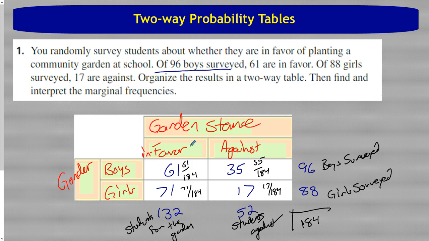And it'll show you that 61 out of 184. Let's just do that one real quick. So I'm just going to divide those. Not times. 61 divided by 184 is 33.2%. 33.2% of the total surveyed responses were boys in favor, right? So I can do the same thing with the rest of these. If I did 35 over 184, I would find that 19% of survey responses were boys who are against the garden. So that's what the joint relative frequencies show us.